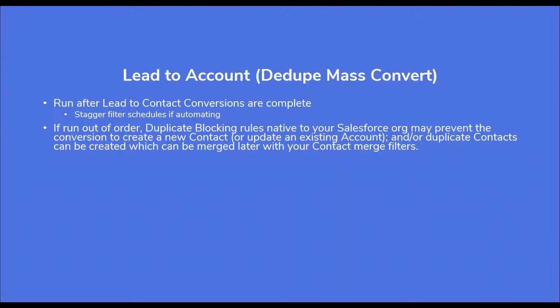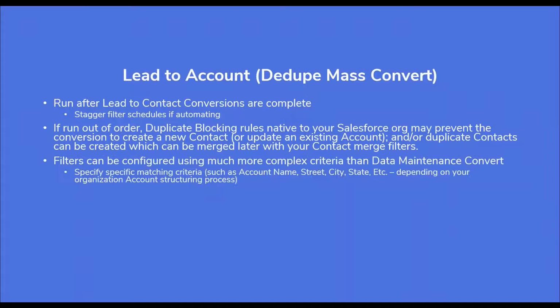We're assuming you've already run through your lead to contact filters first. And we're only looking for account matches, and we're going to create a new contact once we find an account match. So worst case scenario, it could actually create a duplicate contact, but most likely that's not going to be a huge problem for most people, because if you have contact merge filters scheduled to run, then they'll get cleaned up with your merge filters afterward.